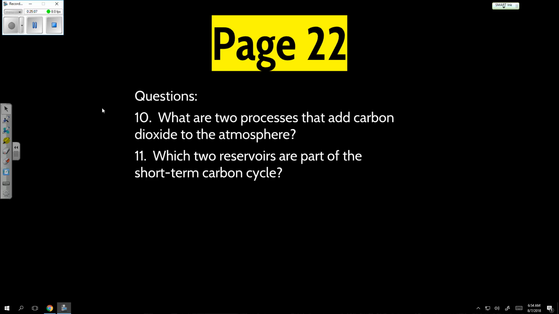Question 11, which two reservoirs are part of the short-term carbon cycle? That will be the biosphere and the atmosphere.